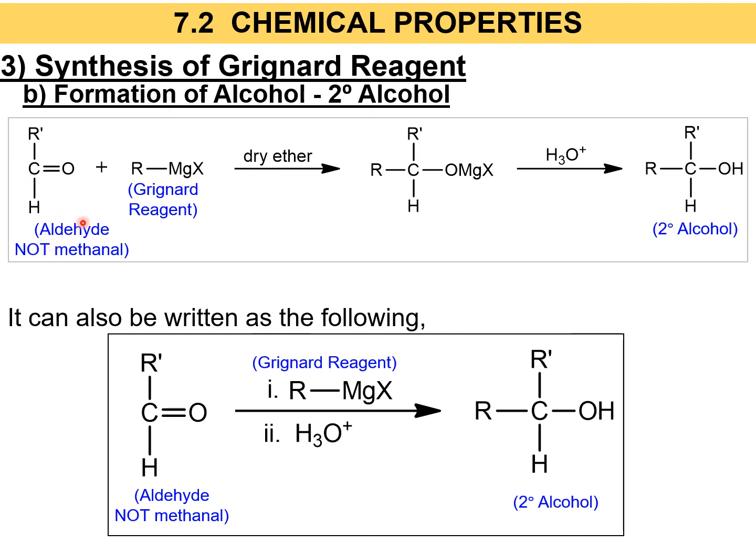Okay, ni cara panjang dia lah. Cara panjang aldehyde campuran Grignard reagent in dry ether akan form organometallic. Lepas tu further hydrolysis dapat secondary alcohol. Ni cara yang singkat. Kalau you nak buat cara yang singkat, that's why lah wajib letak 1, 2.